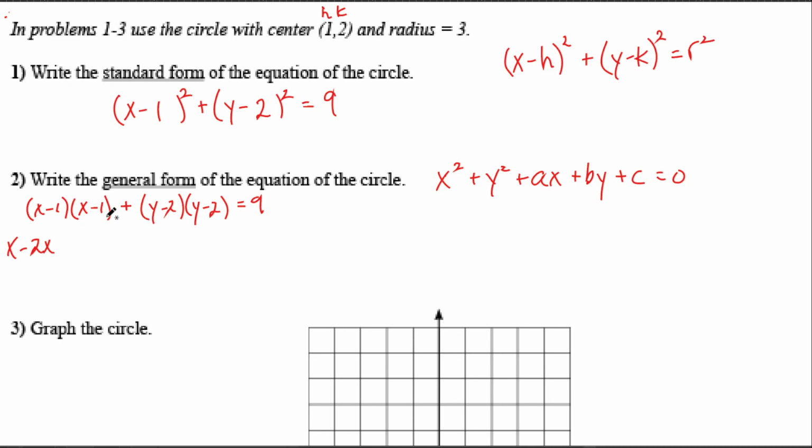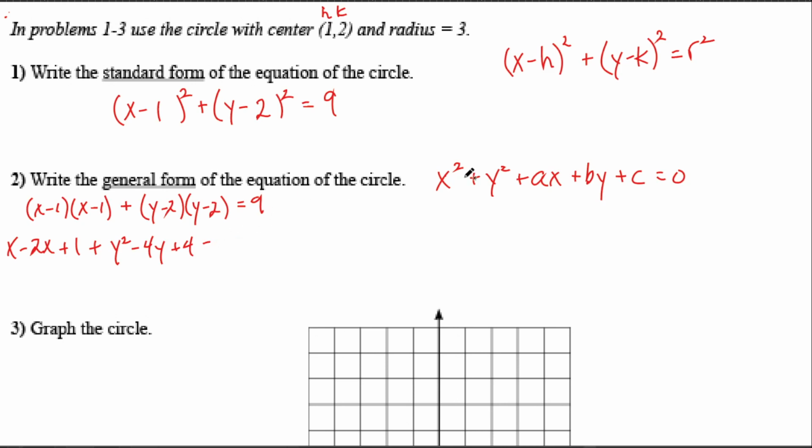Now, here's where some of you went wrong. Negative 1 times negative 1 is what? It's positive 1. Some of you guys put negative 1 here. All right? You got to know how to multiply. I'm sorry. I had to mark it wrong. Let's do this. Y squared. Negative 2y minus 2y is negative 4y. And then again, negative 2 times negative 2 is positive 4.